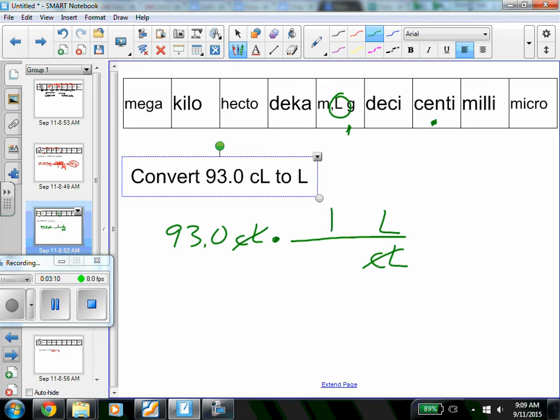How many little centiliters fit into a liter? And that would be a factor of 100. So the ratio is 1 liter to 100 centiliters. Or in other words, 100 centiliters fit in 1 liter. In this case, the 100 is on the bottom, so I'm going to divide. 93 divided by 100 is 0.930 liters.